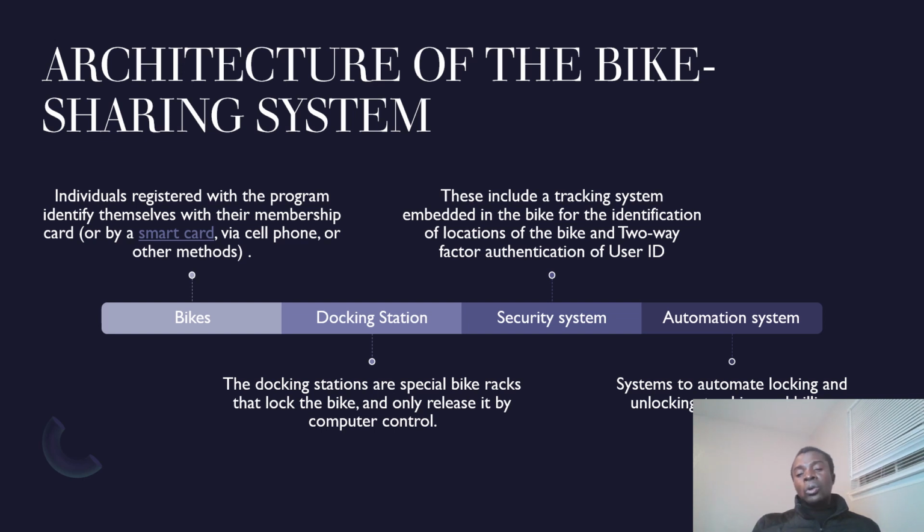And also the automation system. These are the systems put in place for the system to work automatically. Something like after a user has logged in and requested the system to release the bike, the system will automatically release the bike per the information that is fed to the system.